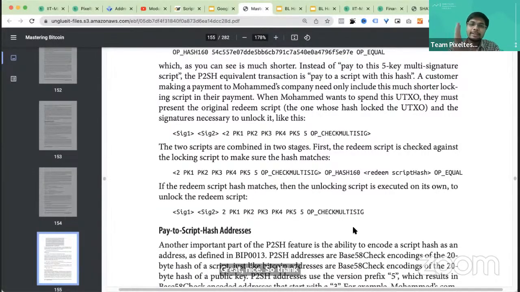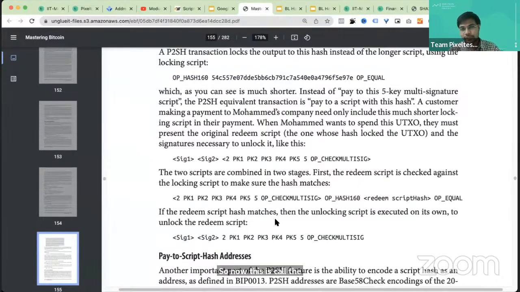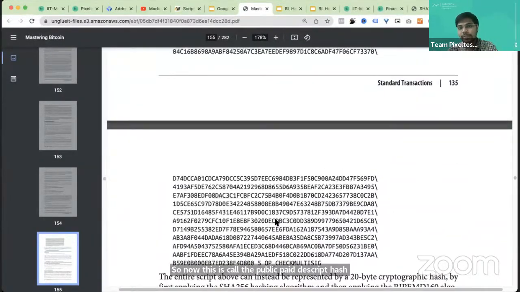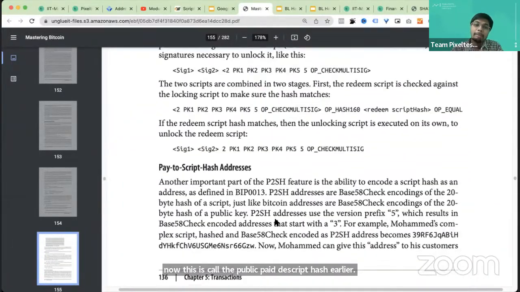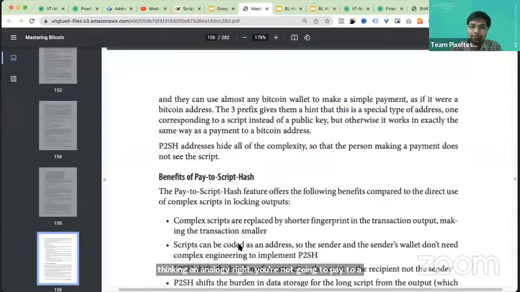So now this is called the pay to script hash. Earlier you were doing pay to public key hash of a person. Now you are going to pay to script hash. If you're thinking in analogy, you're not going to pay to a single person's account. You're going to pay to a joint account, right? So that's how it is.